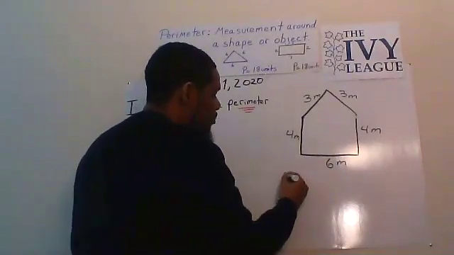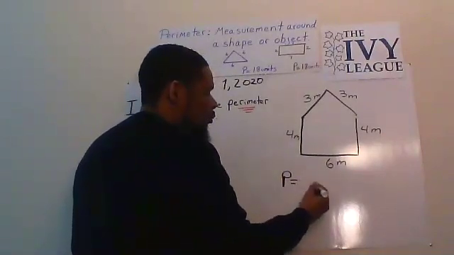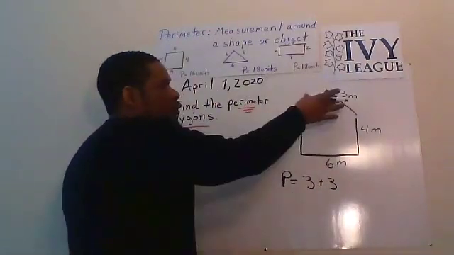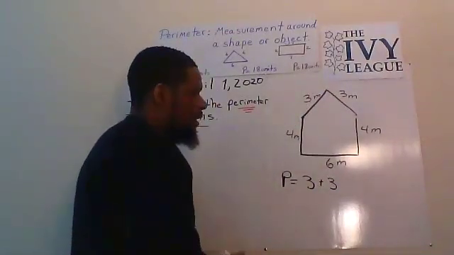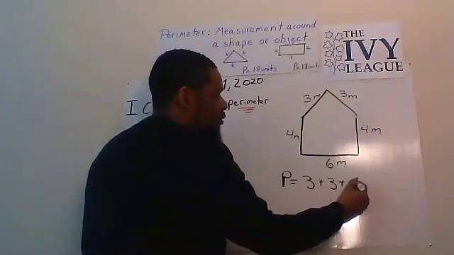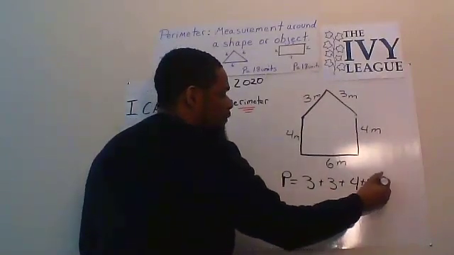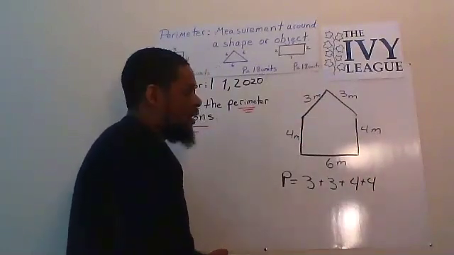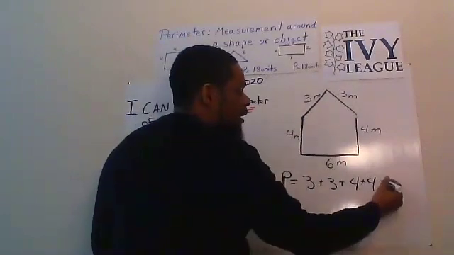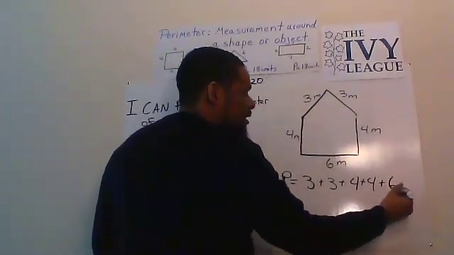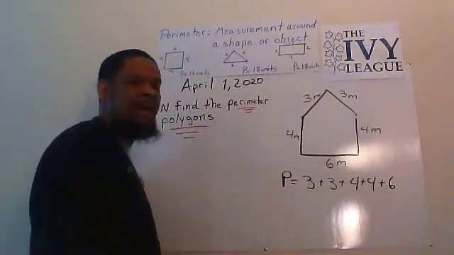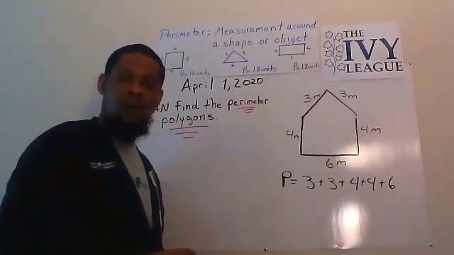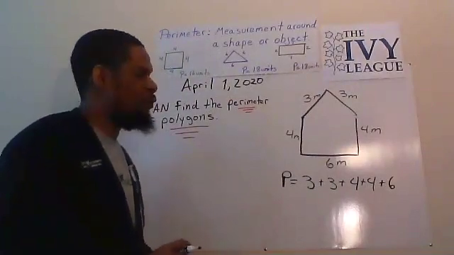Yes, excellent job. P equals 3 plus 3, which are the 2 diagonal sides we made, plus 4 plus 4, which are the left and right vertical lines we created to make our pentagon. And last but not least, plus 6, which is the bottom side length of our pentagon. I see a few pairs, so we're going to add this the most simple and efficient way.